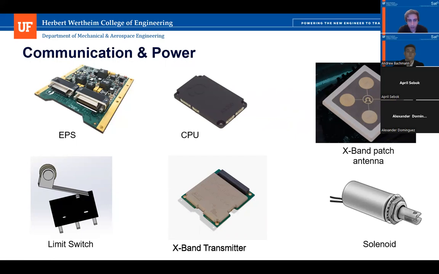Okay, so for the communication and power subsystem, there are 6 components. So we have the EPS, which is the electrical power system. We have the CPU, which is basically our computing unit. We have an X-band patch antenna, which receives signal through the X-band network, and then we have the X-band transmitter, which can receive the signal which is received by the antenna, and also can send signal through the antenna.